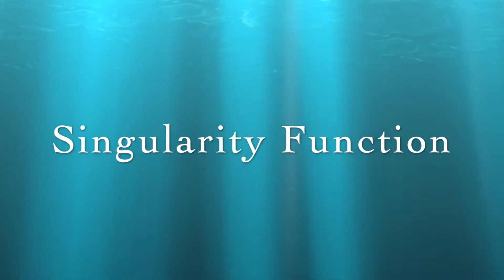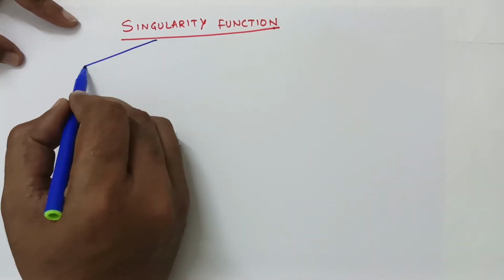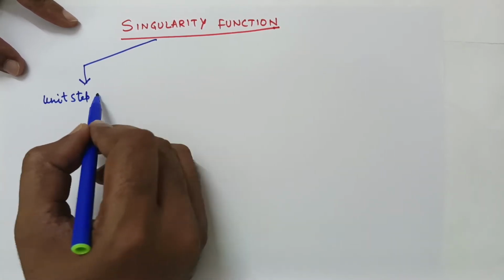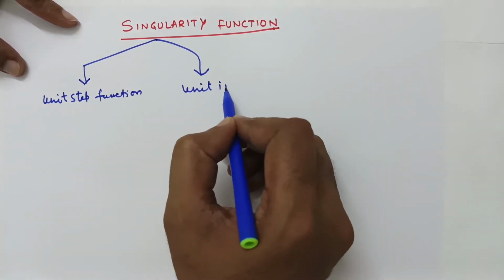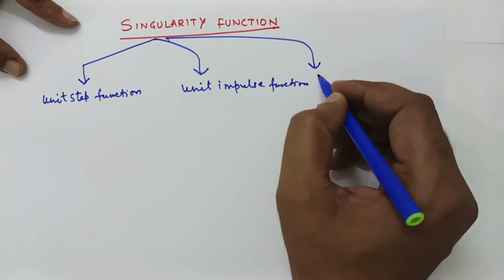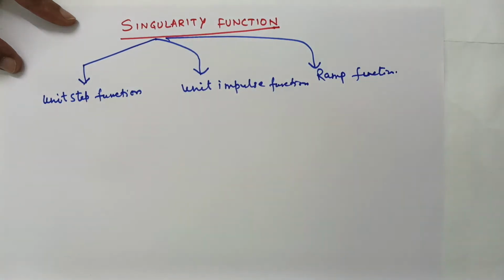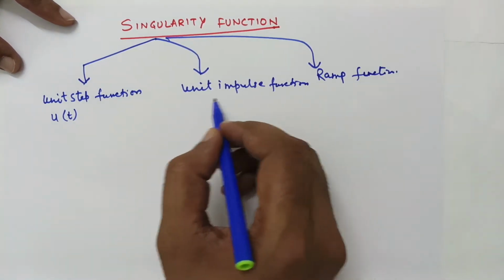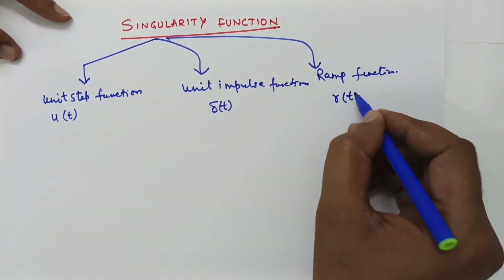In this video, I am going to discuss the singularity function. Basically, there are three types of singularity function. First is called the unit step function. Second one is called the unit impulse function. And third one is called the ramp function. I will be discussing all of these one by one. The unit step function is represented by u(t), the unit impulse function is represented by delta(t), and the ramp function is represented by r(t).